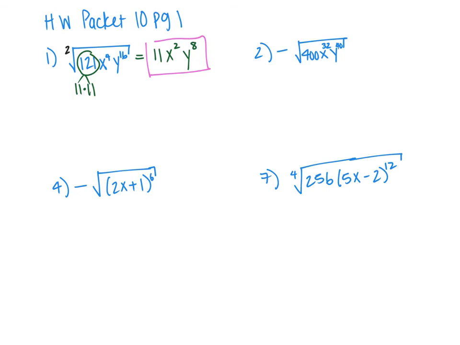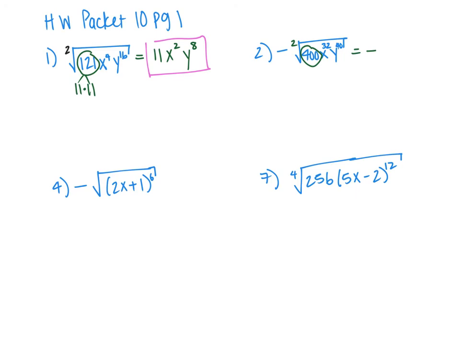This next one here, number 2, has this negative sign outside. So anytime you have a negative sign, we just bring it over. So I'm just going to make an equal sign and then bring the minus sign over. I have to take, it looks like this is a square root. Since there's not a number out here by default, it's going to be a 2. The square root of 400.